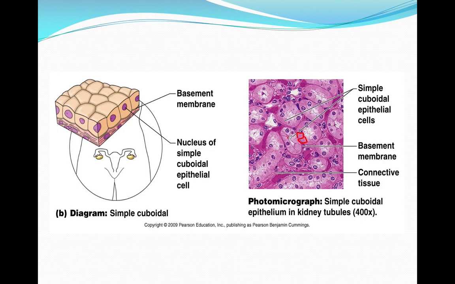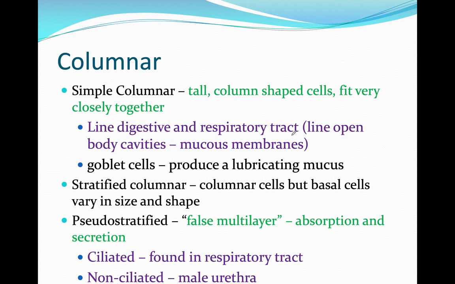It's kind of hard to see, but you should be able to see the cubes. Simple columnar, they're shaped like tall columns. Going to be in the digestive and respiratory tract.